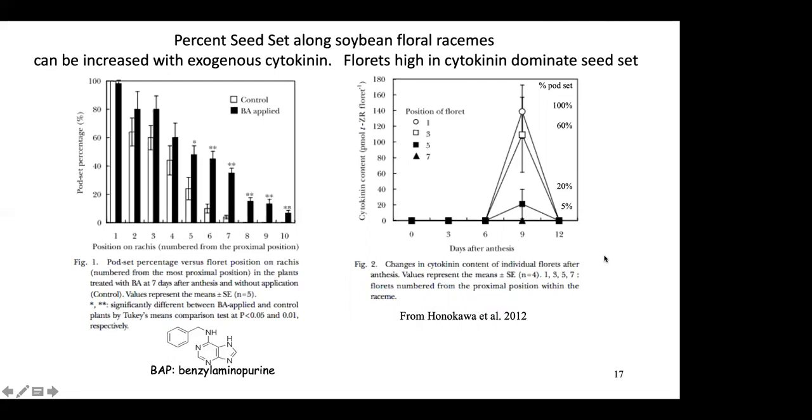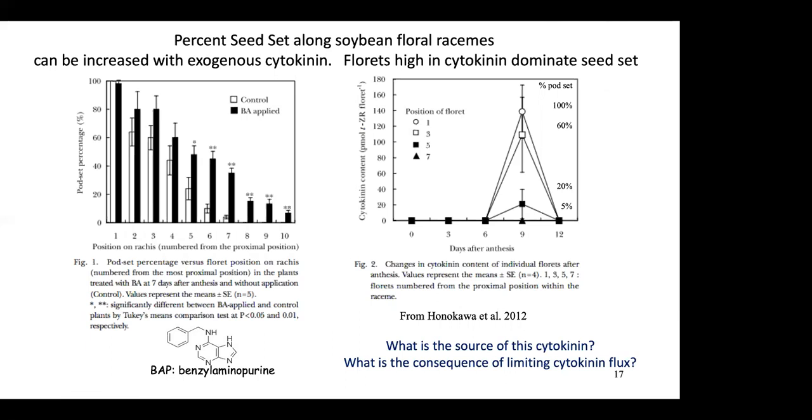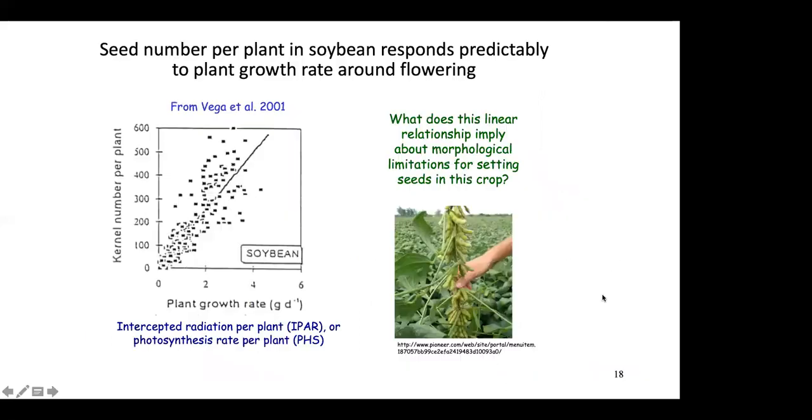All right, I'm not going to harp on that too much more, but it's pretty clear. So the only question is, where are these cytokinins coming from? I hope it's pretty obvious by now where they're coming from, all right? And if you disrupt that flux, you're going to decrease seed set. It's just that simple, all right? So we don't want to do that.